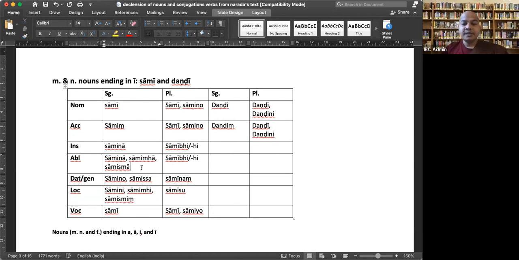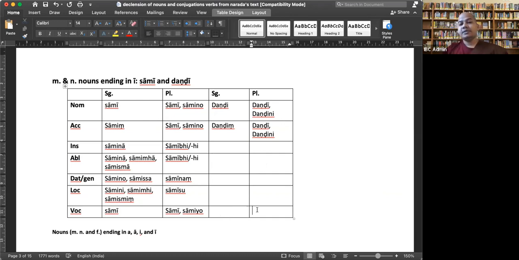Samina, Samimha, Samisma, Samibi, Samihi. Dandina, Dandimha, Dandisma, Dandibi, Dandihi. Samino, Samissa, Saminam; Dandino, Dandissa, Dandinam. Samini, Samimhi, Samisming, Samisu; Dandini, Dandimhi, Dandisming, Dandisu. And vocative is same as nominative. Sami, Sami, Samiyo; Dandi, Dandi, Dandini.